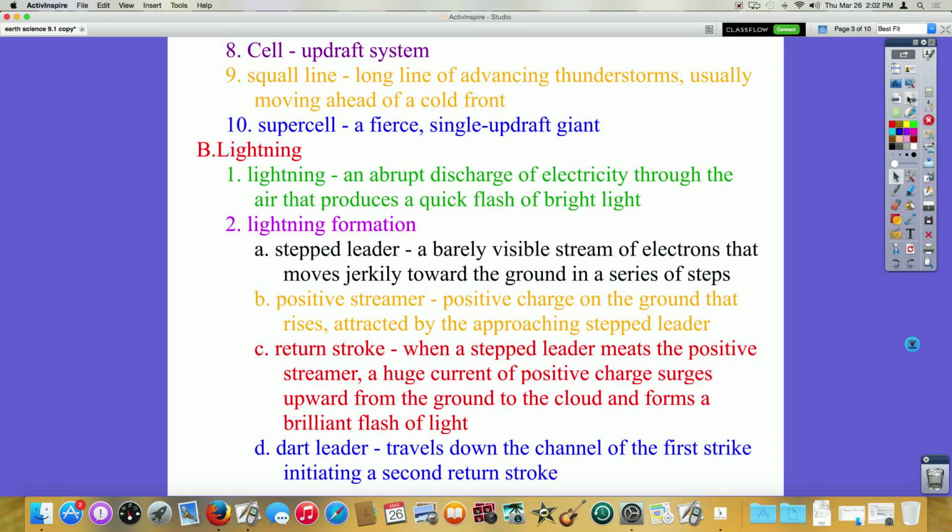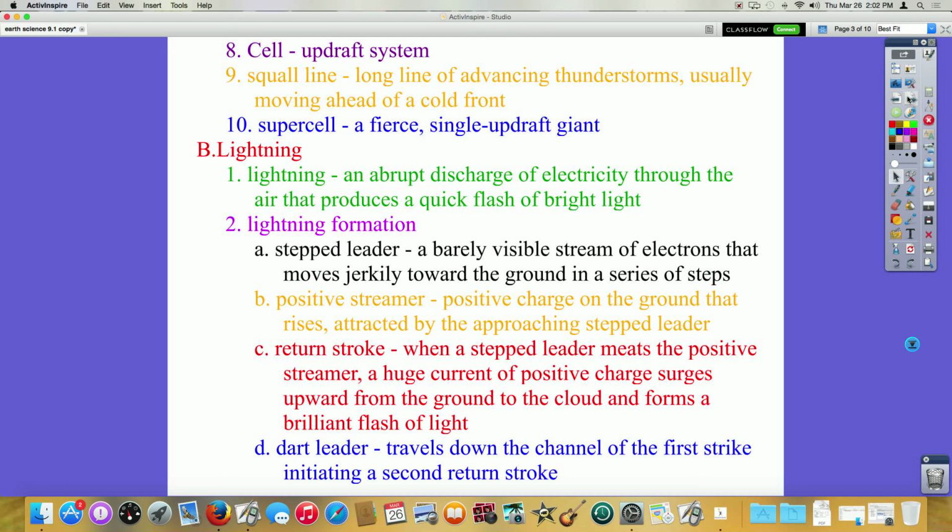through them yet. The positive streamer: the stepped leader comes from the clouds, and the positive streamer comes from the ground. Positive charge on the ground rises, attracted by the approaching stepped leader. Opposite charges attract each other. So we have the negative charge in the cloud. It starts attracting the positive charge in the ground, and they start moving through the air to meet each other. When they meet, that's when we get a return stroke.